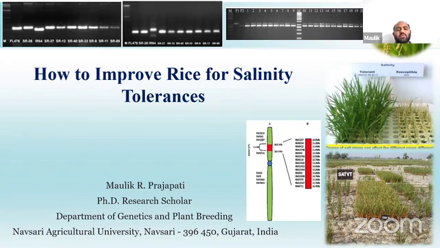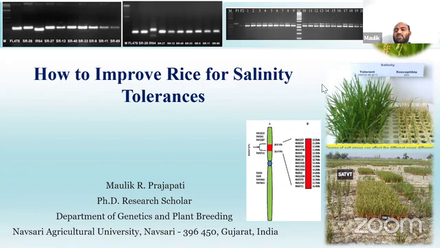So, first of all, what is plant breeding? Plant breeding is the art, science, and technology to develop new varieties which are better than existing varieties according to market need, using various molecular and genetic concepts. So I am now talking about how to improve rice for salinity tolerance using novel tools and techniques.